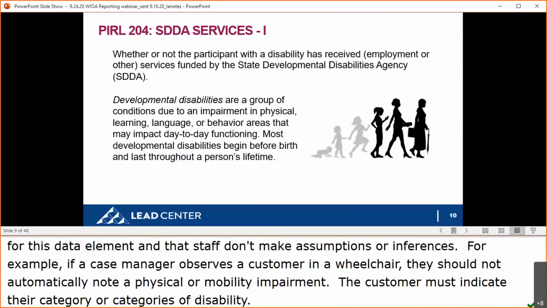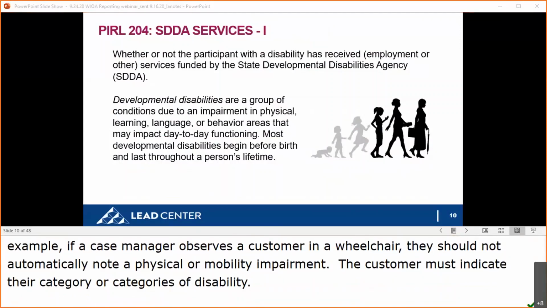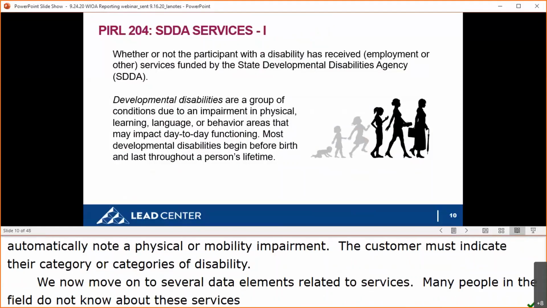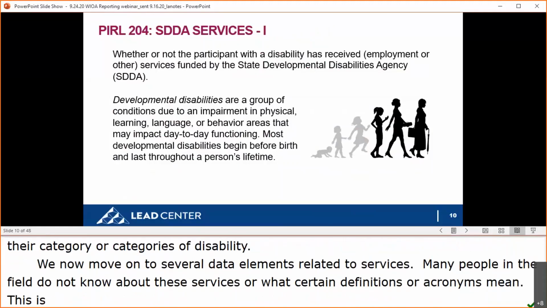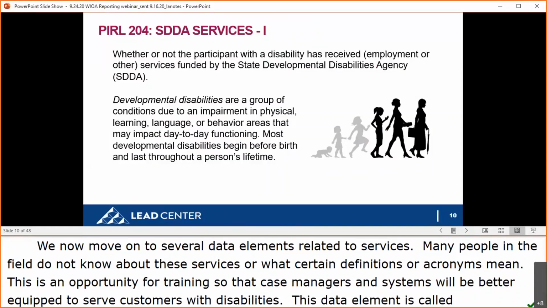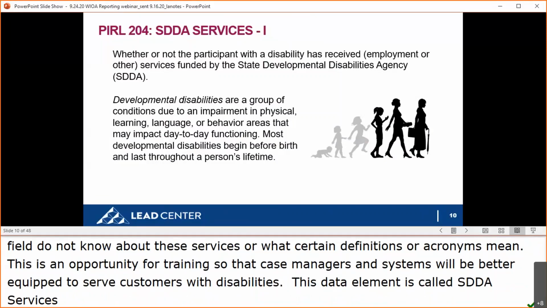We now move on to several data elements related to services. Many people in the field do not know about these services or what certain definitions or acronyms mean. This is an opportunity for training so that case managers and systems will be better equipped to serve customers with disabilities. This data element is called SDDA services, which stands for State Developmental Disabilities Agency.